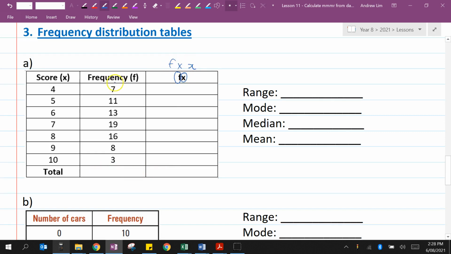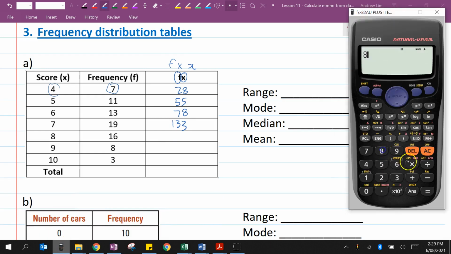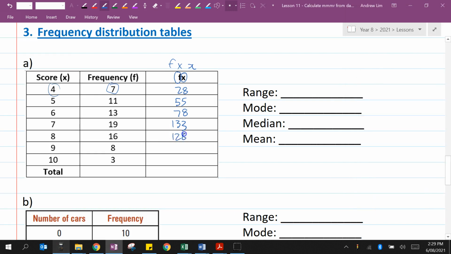According to the first one, f is 7, x is 4, so 7 times 4, 28. Next one, 11 times 5, 55. 13 times 6, 78. 7 times 19, what's that? 140 minus 7, 133. 8 times 16, I'm just going to use my calculator because I can't be bothered. 8 times 16, 128. 9 times 8, 72. 10 times 3, 30.